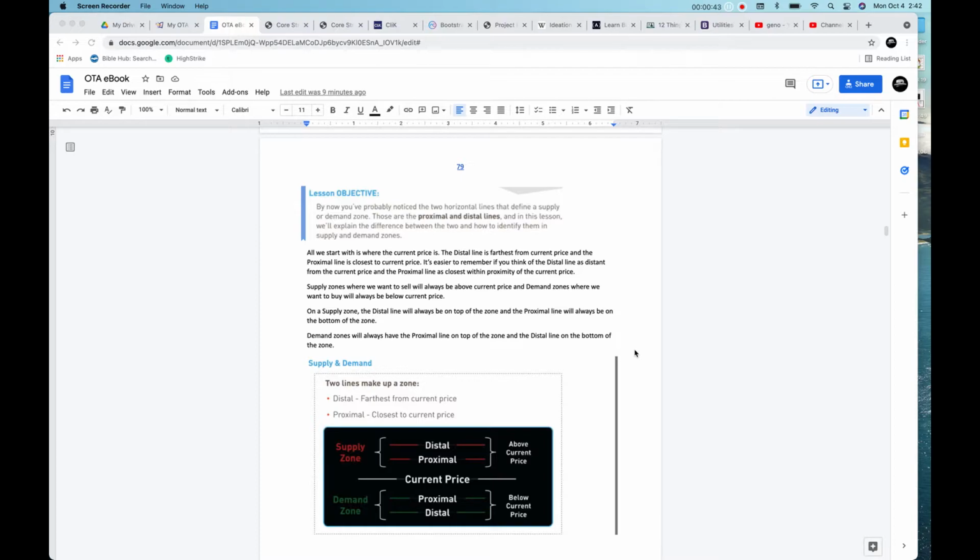Supply zones where we want to sell will always be above current price, and demand zones where we want to buy will always be below current price. On a supply zone, the distal line will always be on top of the zone, and the proximal line will always be on the bottom of the zone. Demand zones will always have the proximal line on top of the zone and the distal line on the bottom of the zone.